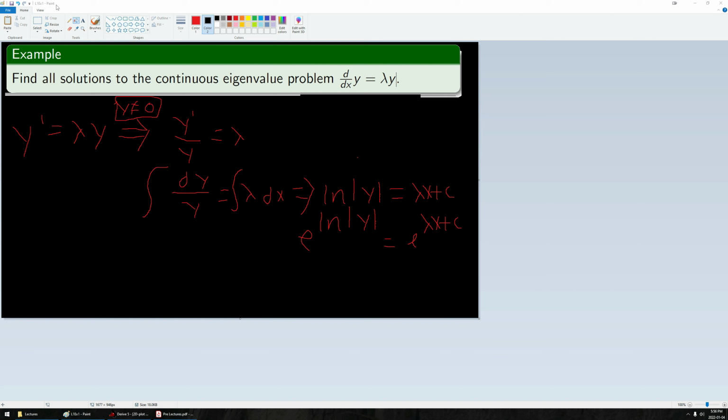Okay, so pretty straightforward simplifications. This thing on the left-hand side, that's simply going to be the absolute value of y, right? e and ln cancel each other out. And on the other side, I could rewrite this as e to the c times e to the lambda x. Okay, and e to the c, I'm just going to give that a name. I'm going to call it c1. So this will be c1 e to the lambda x. So if y is non-zero, then my solution is going to be this thing here in green.